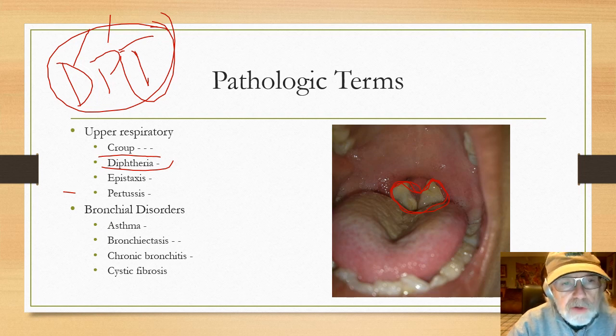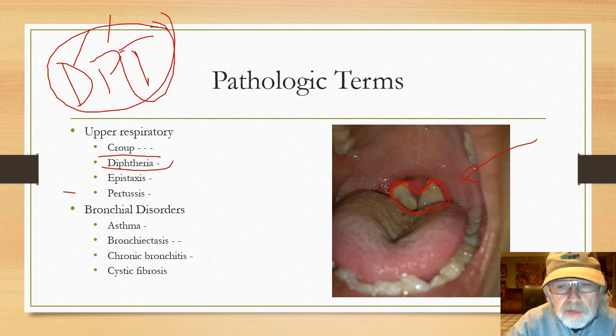My dad had a brother. My dad's been gone a number of years now, but my dad had a brother when they were kids who died of diphtheria because, again, they didn't have the antibiotics at that time to be able to take care of this. We still will see diphtheria in people who are non-vaccinated, but it's relatively unusual to see diphtheria.